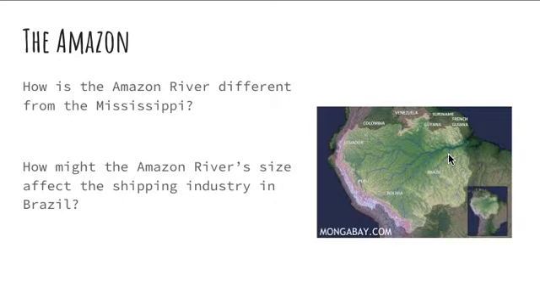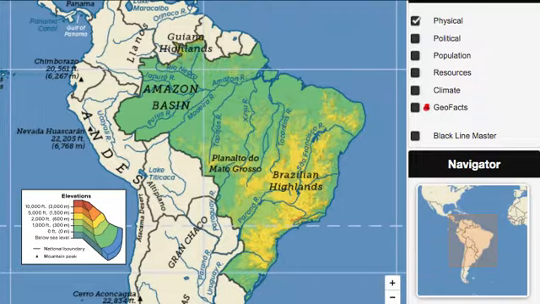First, we're going to look at these questions, then we'll read through the section and try to answer those after we've done our reading. The Amazon. How is the Amazon River different from the Mississippi? Here's a picture of the Amazon River, and I also have here a picture of the entire continent of South America. Highlighted here is a physical map of Brazil.